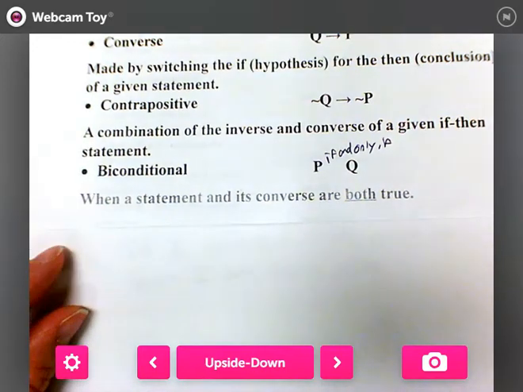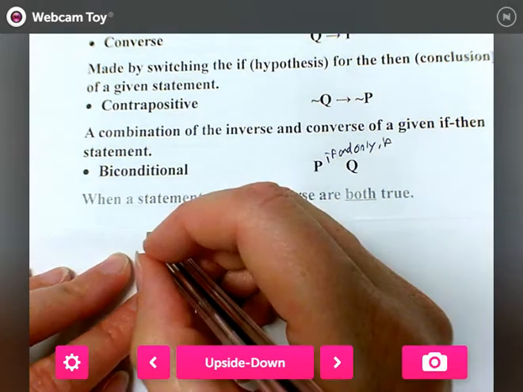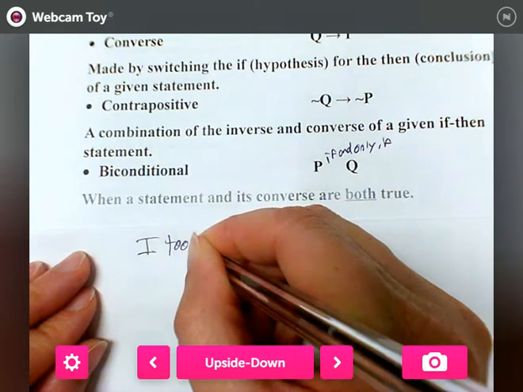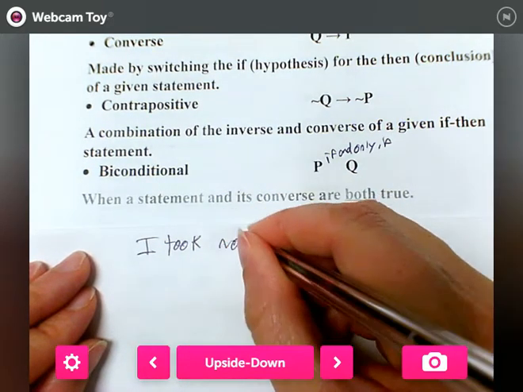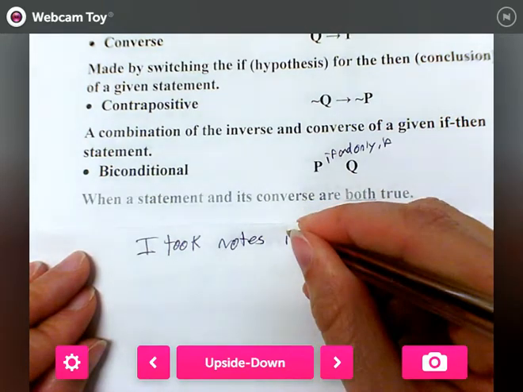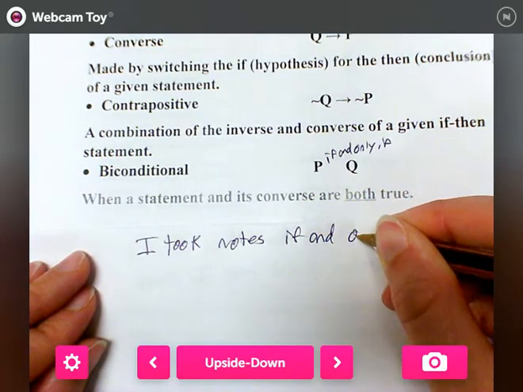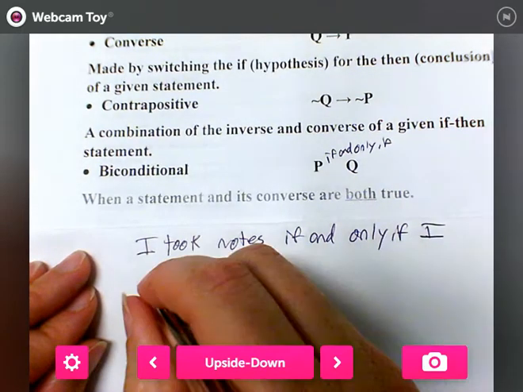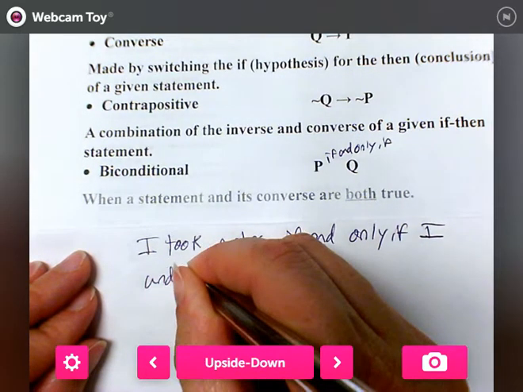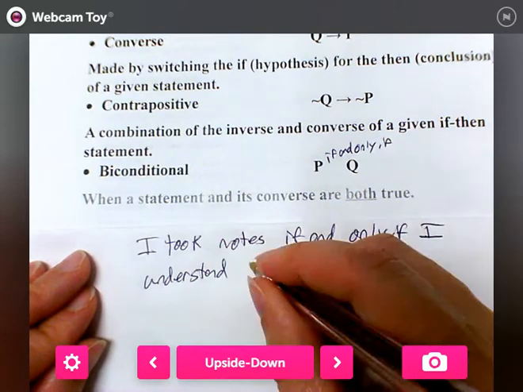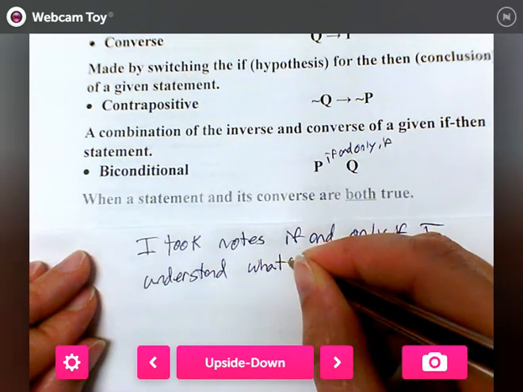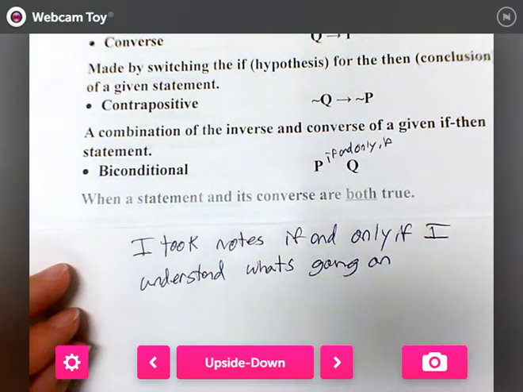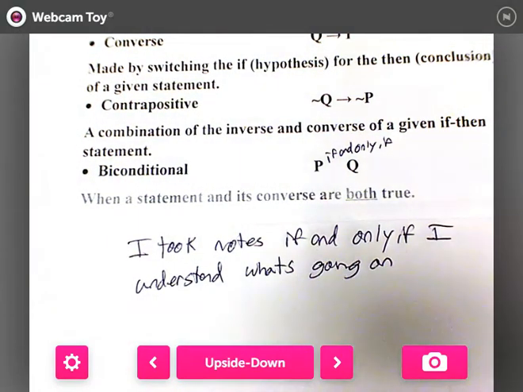make a biconditional statement. So, I took notes if and only if I understand what's going on. Good, bad?